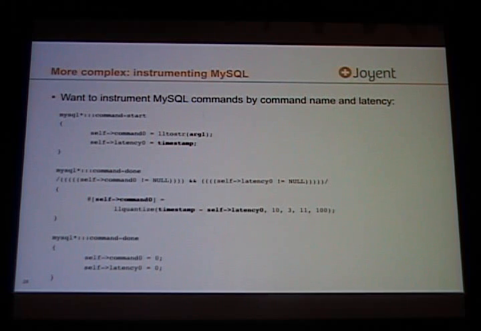Let's look at a slightly more complicated case: instrumenting MySQL. This script here looks a lot like the system call script we just looked at, except instead of syscall start and done, this is MySQL command start and done. Again, at the start probe, we gather a timestamp. At the done probe, we quantize based on the elapsed time and keyed by the command name. By this point, this should be a pretty familiar example.